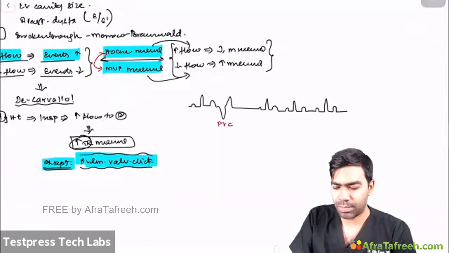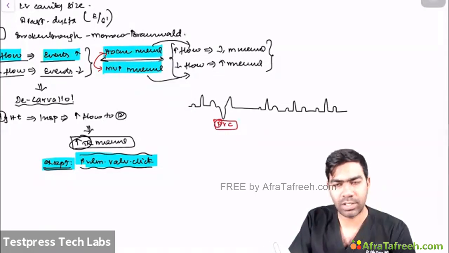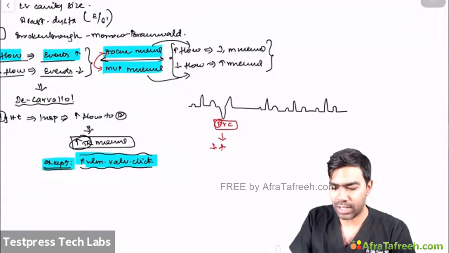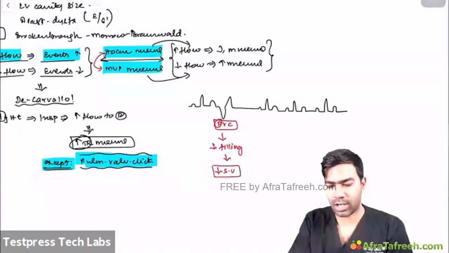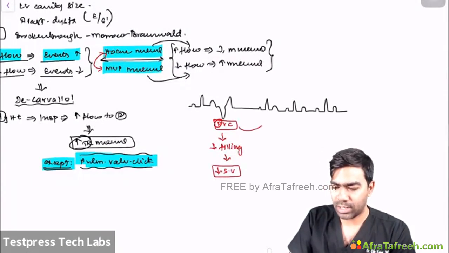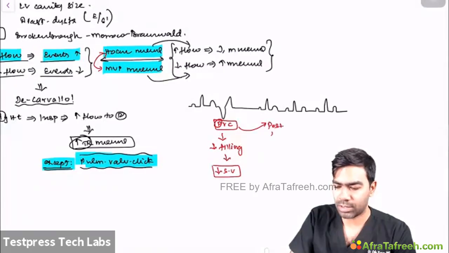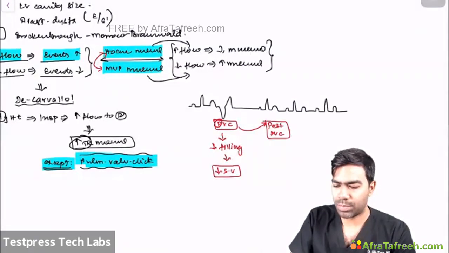So you get a premature ventricular contraction. It is called premature ventricular contraction because it is premature. Because of that, you are going to have reduced filling during that time, and of course, the stroke volume is going to be low. The next beat, when it comes, is called a post-PVC beat.